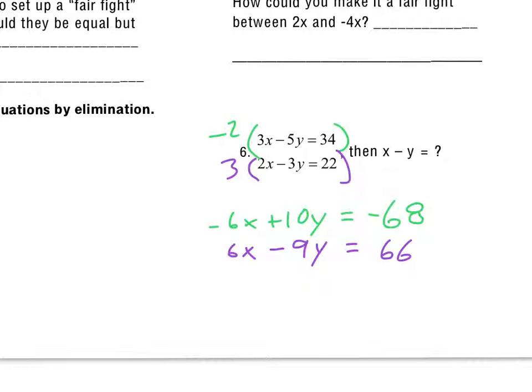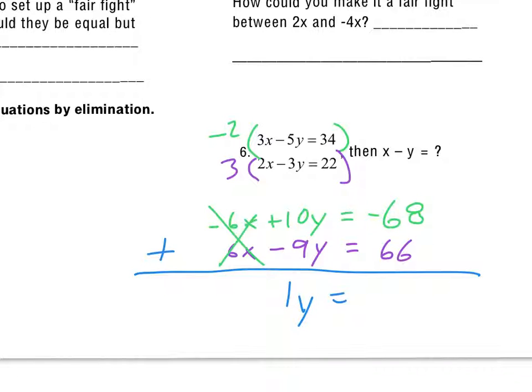So now we can add both of our equations together. And we see that those x's right there, our negative 6x and our positive 6x, are in a fair fight, so they're going to cancel each other out. And with our y's, we have 10y minus 9y gives us 1y left over, equals negative 68 plus a positive 66, which is going to be a negative 2. So now I have y equals negative 2 there.